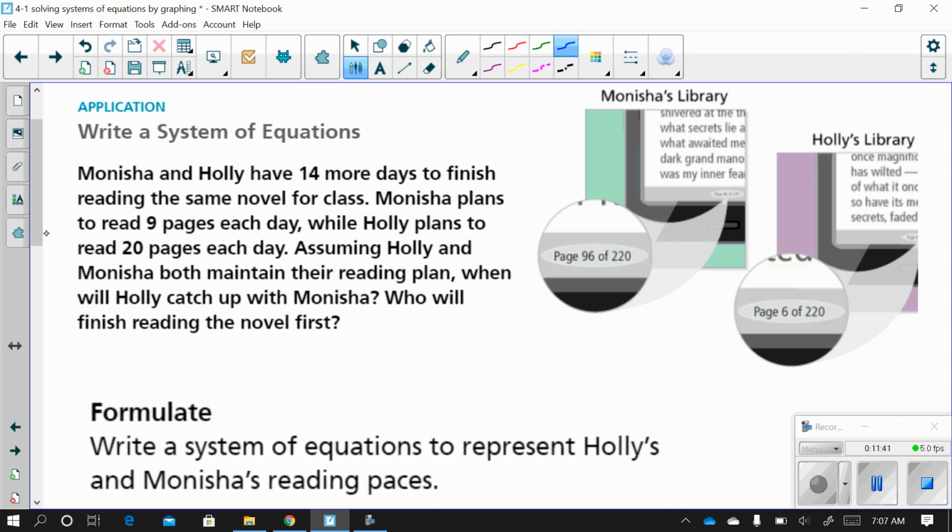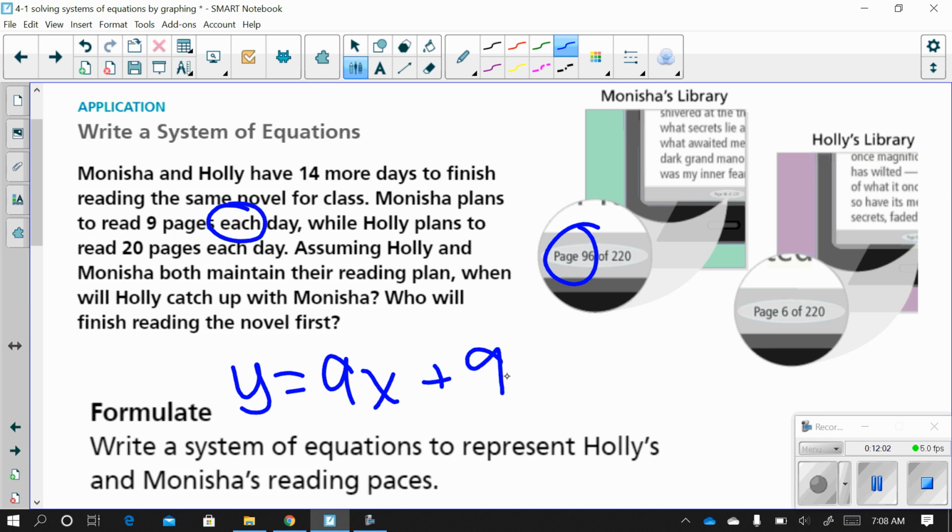The thing with this one, it sounds like we're in slope-intercept form. Remember, if I read or do something each day or per, that's my slope. So Monisha, we know she reads 9 pages each day. So that's 9x. Where does Monisha start? If I look at her library, she starts on page 96. So 9x plus 96. Now we look at Holly, 20 pages each day. So y equals 20x.